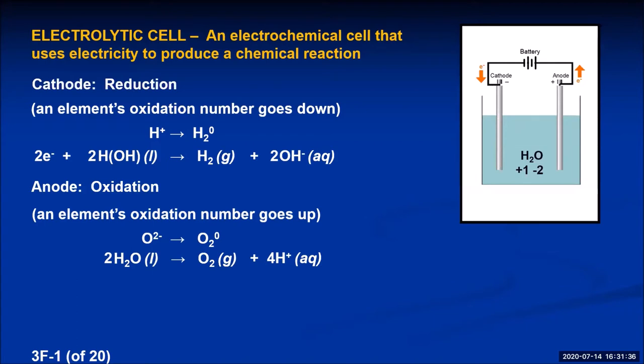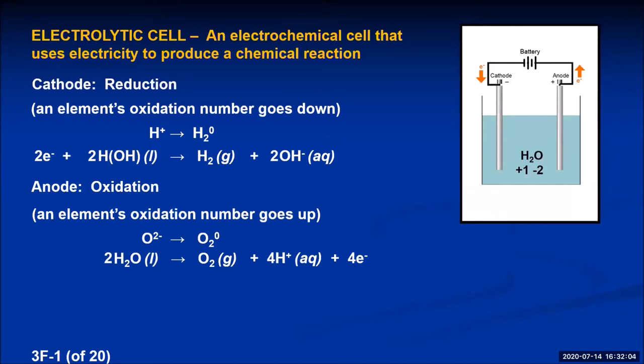Finally, to balance the charge, because we have a neutral molecule on the left side, the charge of the reactants is zero. We have a neutral molecule, O2, on the product side, but four positive one hydrogens. That makes the product side have a charge of positive four. So to make the reactant and product sides equal to each other in charge, I have to add four electrons to the product side. So now the reactant and product sides both equal zero.